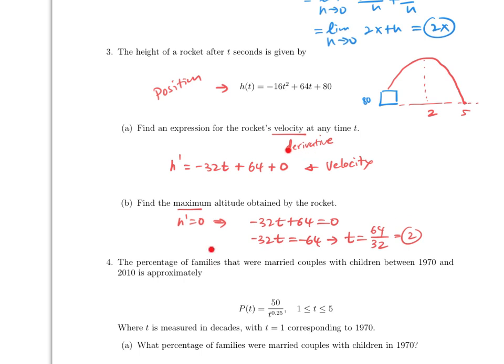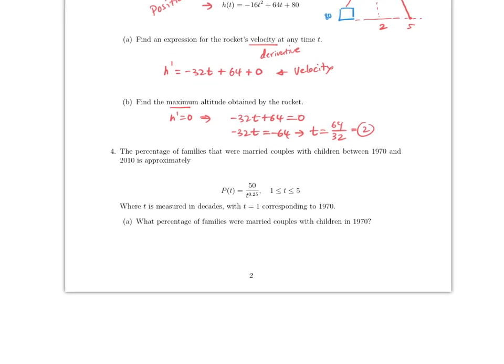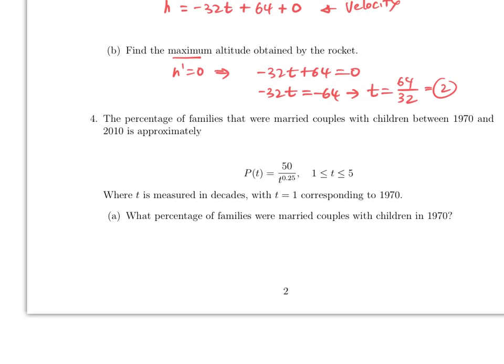Now, question number 4 is also very, very simple. They give you the function already here. And this represents the percentage of families that were married couples with children between 1970 and 2010. And here t equals 1 corresponds to 1970, and t is measured in 10 years, so every 10 years. So t equals 1 is 1970, so t equals 2 is what? 1980, and so forth.